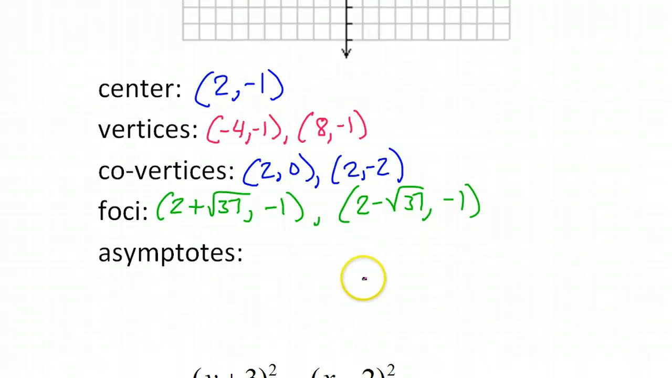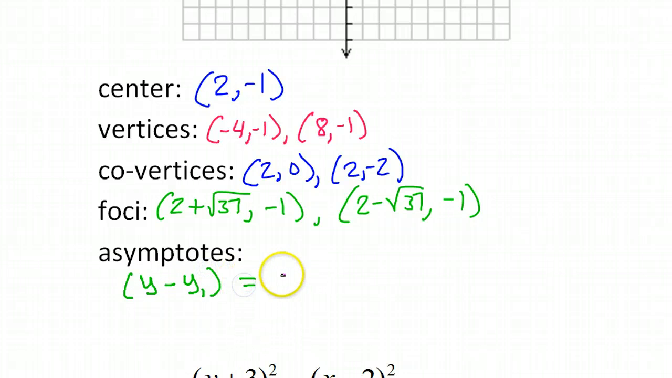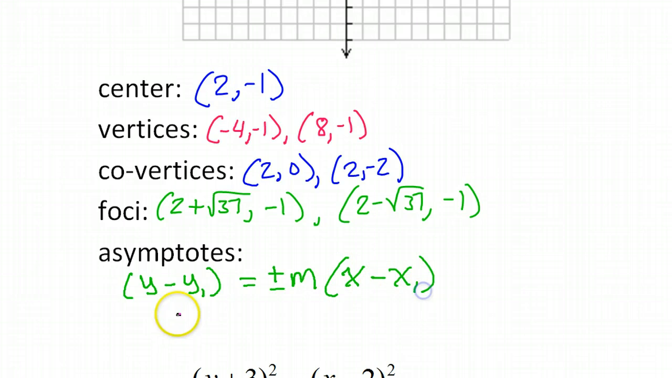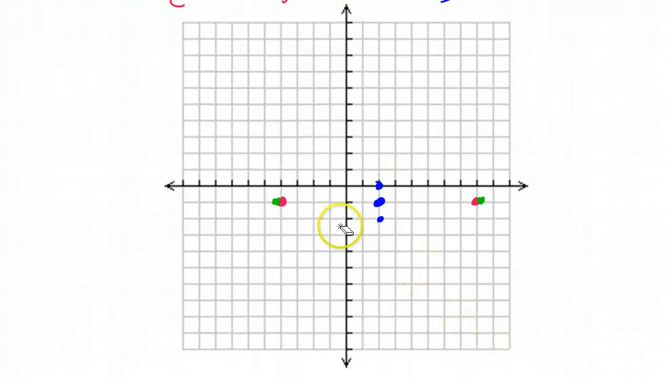Now, the asymptotes. Again, let's use our point-slope form, which is like y minus y1 is equal to the slope, and we're going to wind up doing like a plus or minus slope, times x minus x1. I guess we never really need these parentheses, so I'm just going to get rid of that. So this is the model that we're using to find the asymptotes. Let's get the slope out of the way.